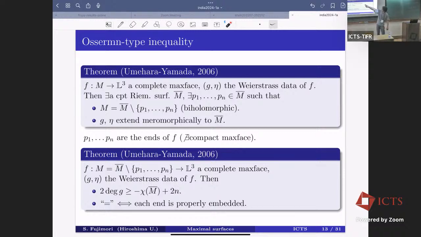But in the minimal surface case, they need finite total curvature. So they need to assume that the total curvature is finite. But in this case, we don't need such assumptions. Because actually, they need the negative part of total curvature to be finite. But in the maximal surface case, the Gaussian curvature is always positive, I mean, non-negative. So the positive part, we don't care. So in the maximal surface case, we don't need such a finite total curvature condition.